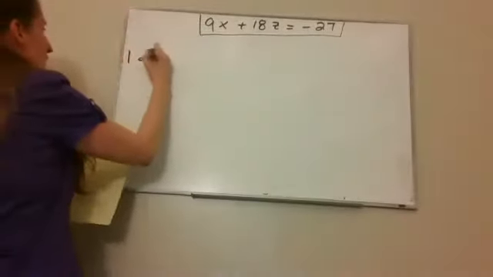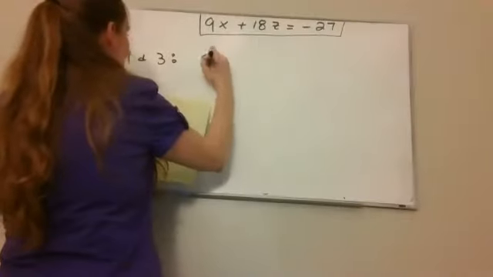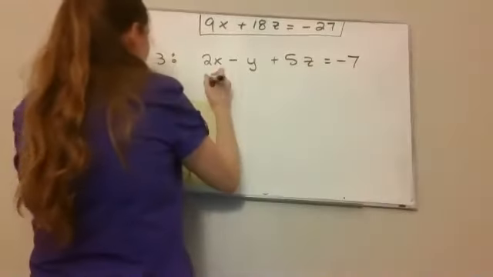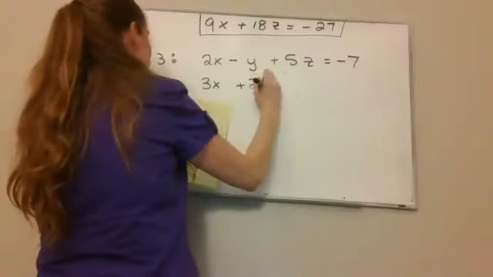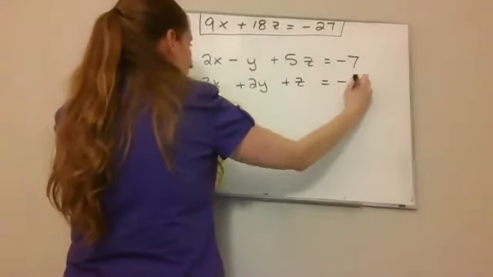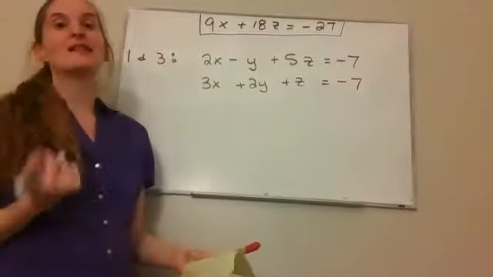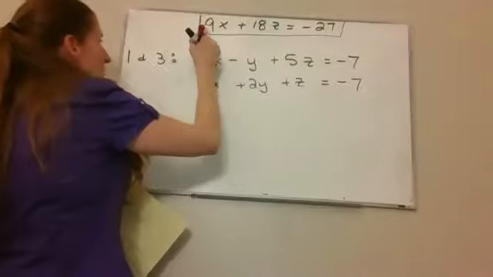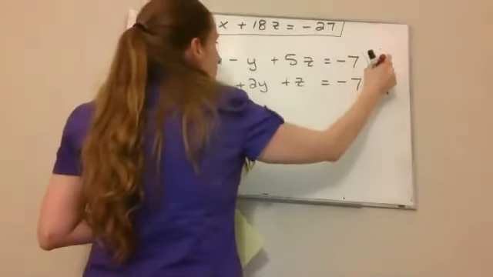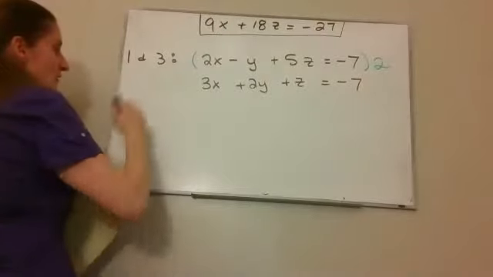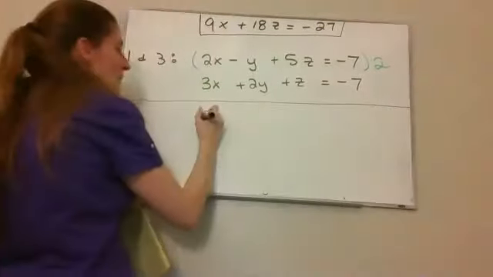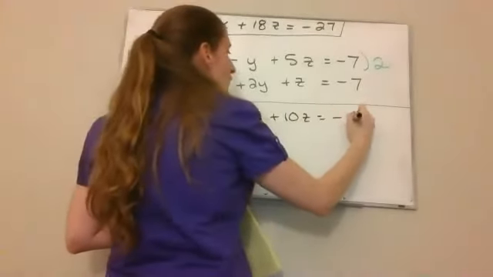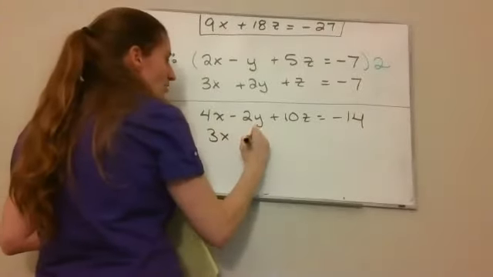So if I choose equations 1 and 3, equation 1 was 2x minus y plus 5z equals negative 7. And equation 3 was 3x plus 2y plus z equals negative 7. And I'm going to eliminate the same variable, so I need to get rid of the y. To get rid of the y, I can multiply my top equation by 2. So the top equation is now 4x minus 2y plus 10z equals negative 14, and my bottom equation has not changed.